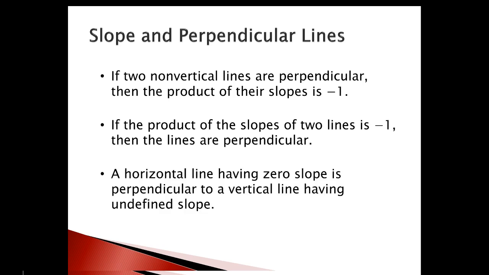In addition, if we have a horizontal line and we know that the slope of that line is 0, that is always perpendicular to a vertical line with undefined slope.